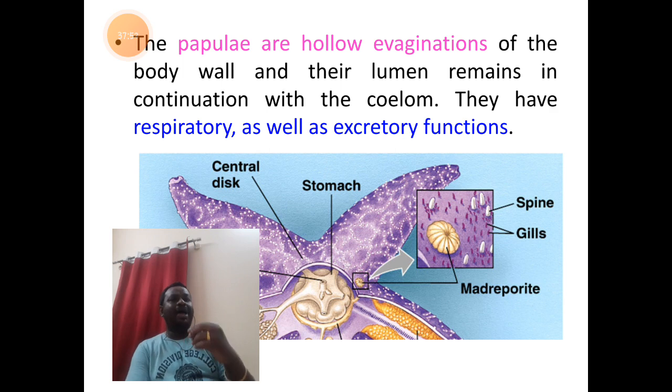The papillae are hollow evaginations, meaning they are extensions of the body, projections of the body wall. They continue down with the coelom. What is their major function? The major function is respiration. Besides respiration, these papillae or gills also serve and assist in the phenomenon of excretion. So that's about the importance of the papillae.